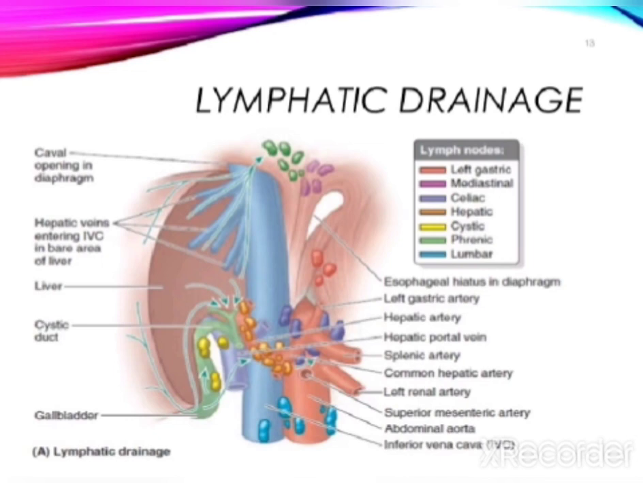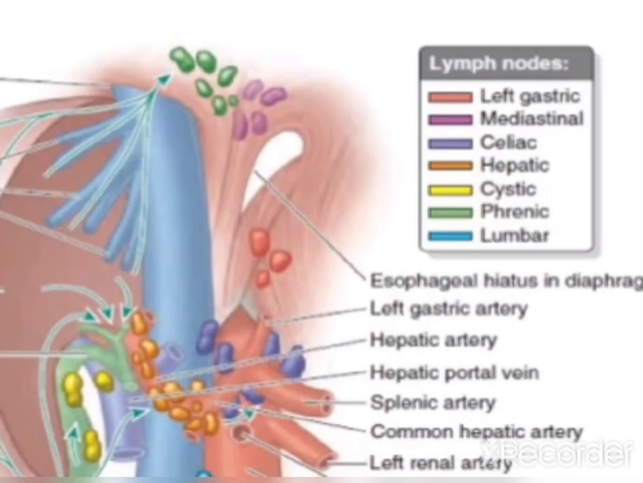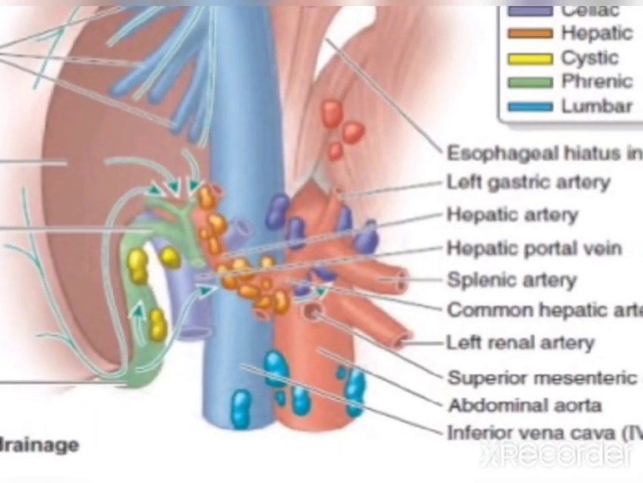What is the lymphatic drainage of the liver? The superficial lymphatics of the liver run on the surface of the organ beneath the peritoneum, and they terminate in the caval, hepatic, pericardial and celiac lymph nodes. These are the groups of lymph nodes given here.